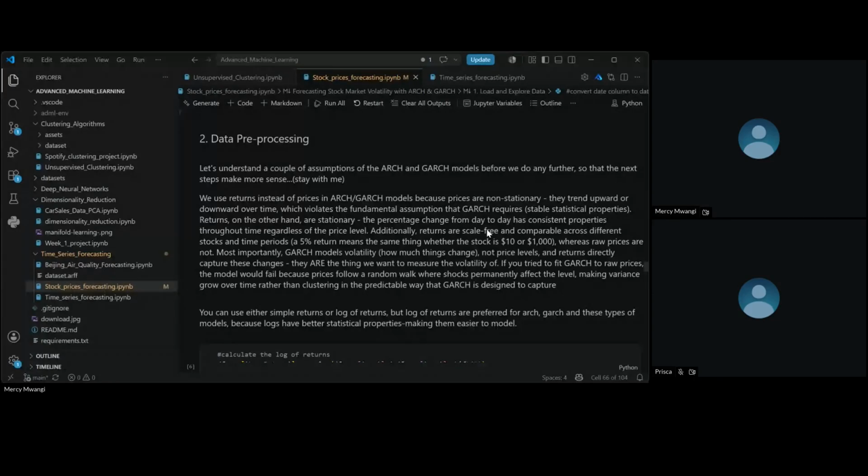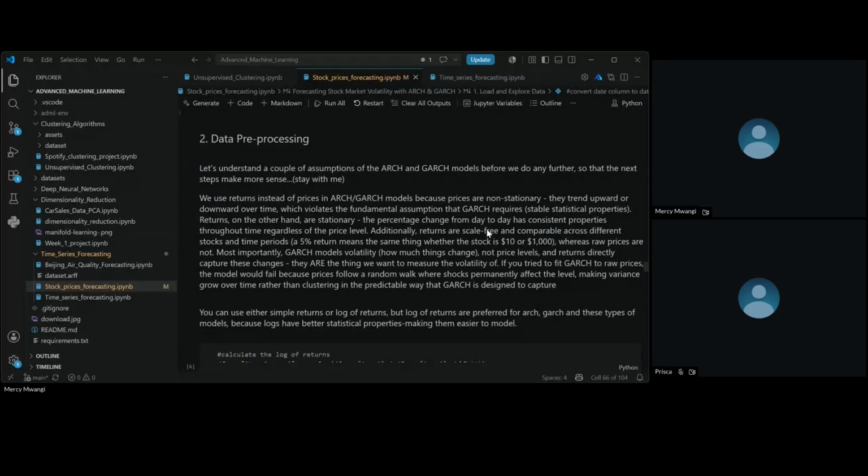So let's understand a couple of assumptions of the ARCH and GARCH models before we do anything further, so the next step makes more sense for you. So in ARCH and GARCH, we use returns instead of prices because prices are non-stationary, right? You've seen in our original data, it's trending upwards or downwards. And just like in ARMA and AutoARIMA, the fundamental assumption of the majority of time series data is that your data is stationary. So returns, on the other hand, are stationary. So the percent change from day to day has consistent properties throughout time, regardless of the price level.